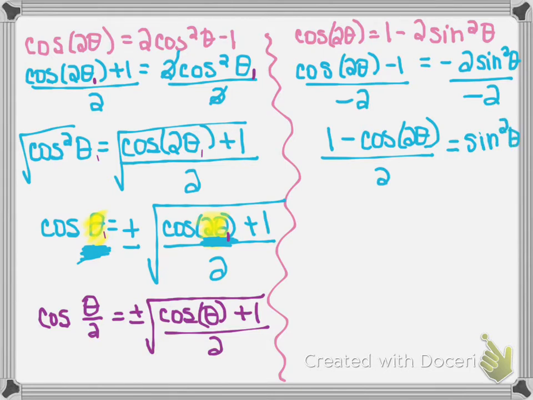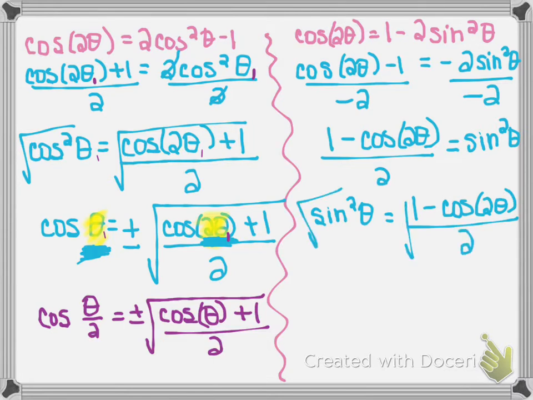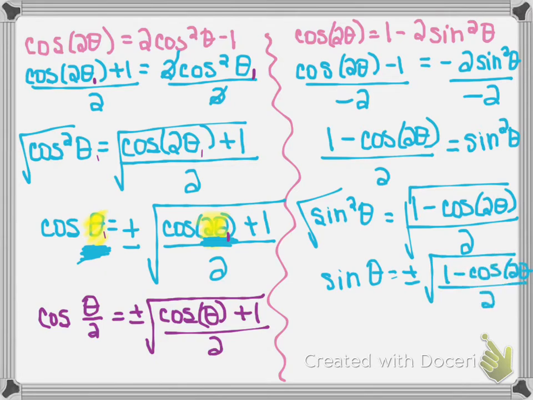Okay, I'm going to do the same thing. I'm going to take the square root of both sides. I am going to reverse it so that it'll match the formula sheet. I take the square root of both sides. Oops. I get sine of theta equals plus or minus the square root of 1 minus cosine of 2 theta over 2.